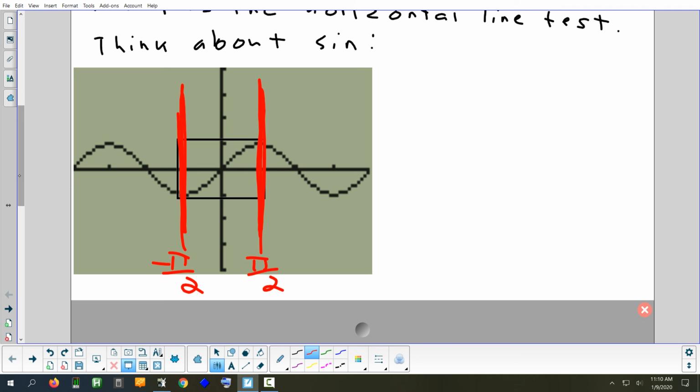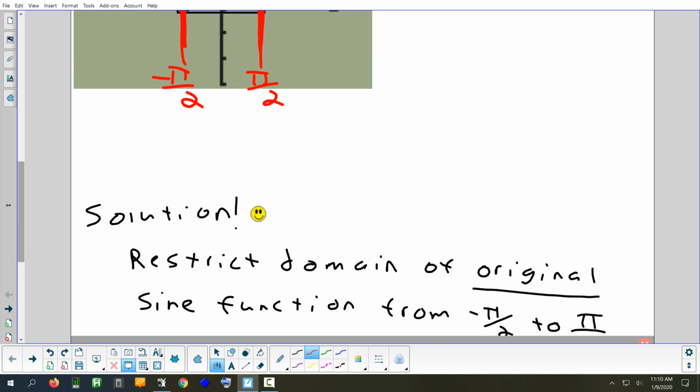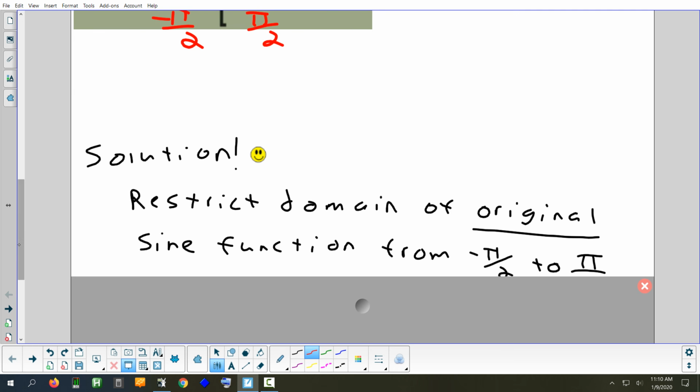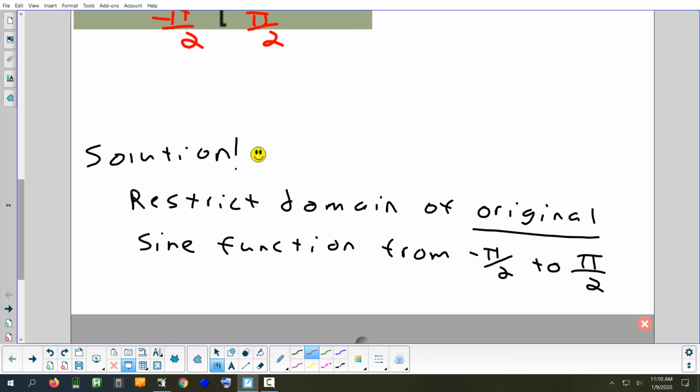which is what we need to have. Okay? Now, you might be saying, well, aren't there other sections you could look at that pass the test? Absolutely. You could look at this section right here. But nobody does that. Every calculator is programmed when you do inverse trig to look at the section between negative pi over 2 and pi over 2. That's the section that everybody agrees to use. So, the solution to our function not passing the horizontal line test is to restrict the domain to be from negative pi over 2 to pi over 2.